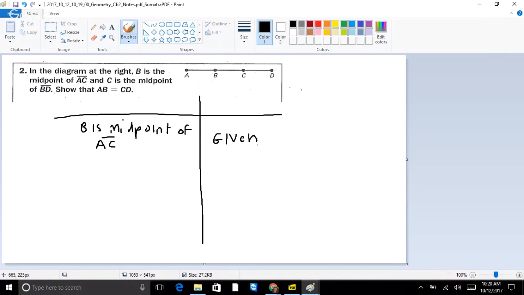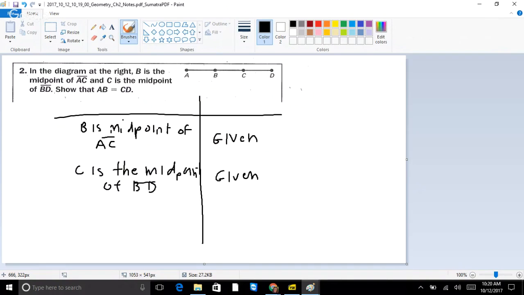We also have that C is the midpoint of BD. Also given to us. I'm totally going to run out of room. Okay, so it should be nice and laid out. This is not very pretty.